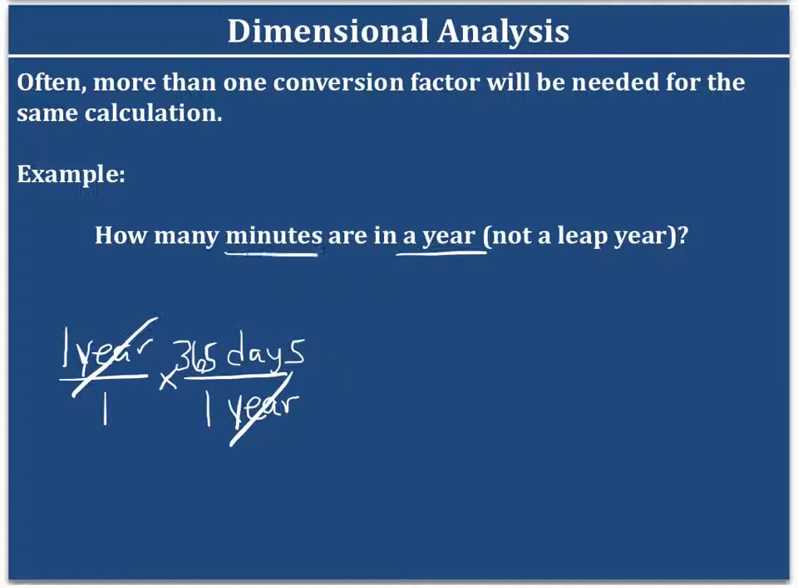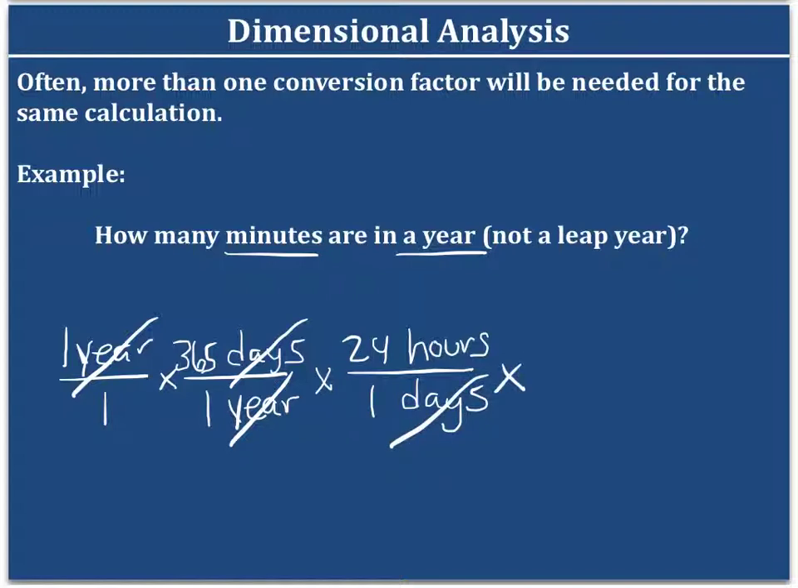Okay, but days doesn't get us to our goal of minutes, so we need to keep going. So days is on the top. We want it to cancel, so that means days goes on the bottom. And what's a conversion factor we know dealing with days? Well, we know hours to days. There's 24 hours in 1 day. Still not to minutes, though. So we have hours on the top. We want it to cancel, so we're going to put it on the bottom. Let's do hours to minutes. So there's 60 minutes in 1 hour. All right, and then that will get us to the unit we want.